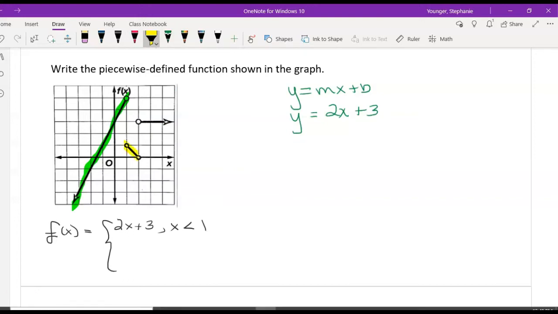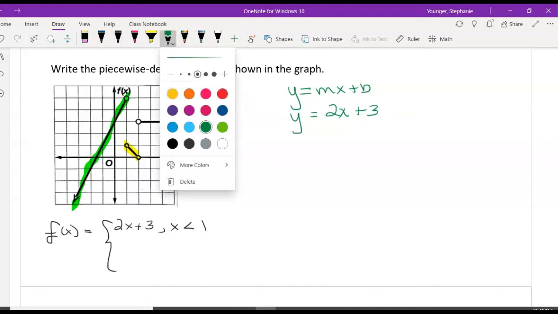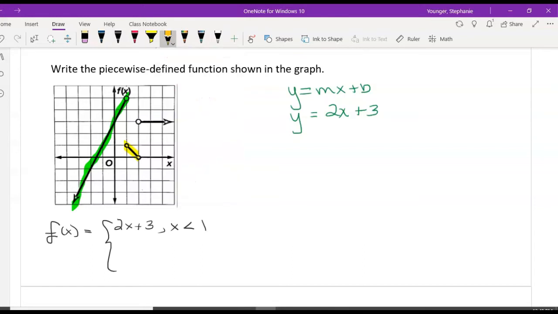All right, so now let's look at our second piece. Here it is. If we take a look at this second piece of our graph, it is also a linear function. And if we were to continue to draw this linear function, we would see that it has a y-intercept of 2. So we know it's y equals something x plus 2.